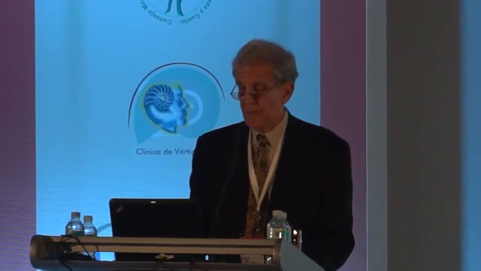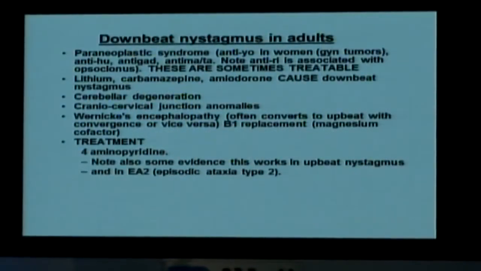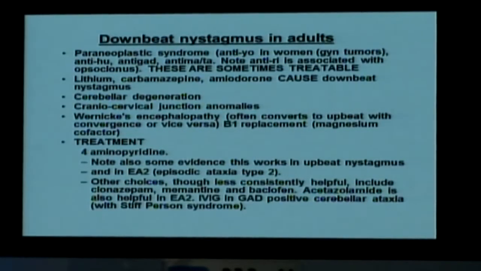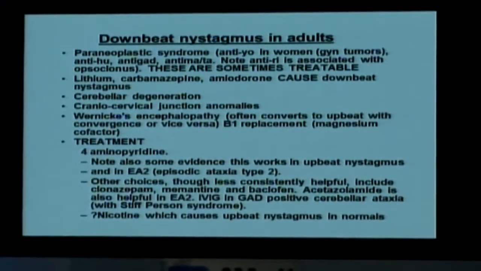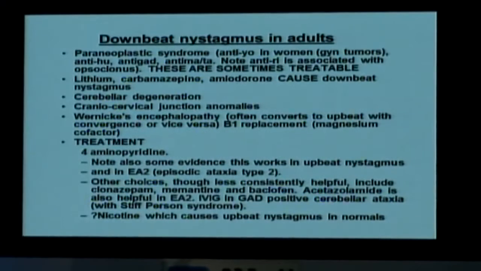So 4-aminopyridine may work in upbeat nystagmus, and possibly in episodic ataxia type 2. Michael Strupp has put up some ongoing trials for this. Other drugs are not usually as good for downbeat. You do treat stiff person syndrome when they have anti-GAD with immune therapies, and that can be successful. You could ask your patients to smoke. Nicotine causes upbeat nystagmus. That would balance out the downbeat nystagmus, but the patient would get cancer. So you have to put those in context.